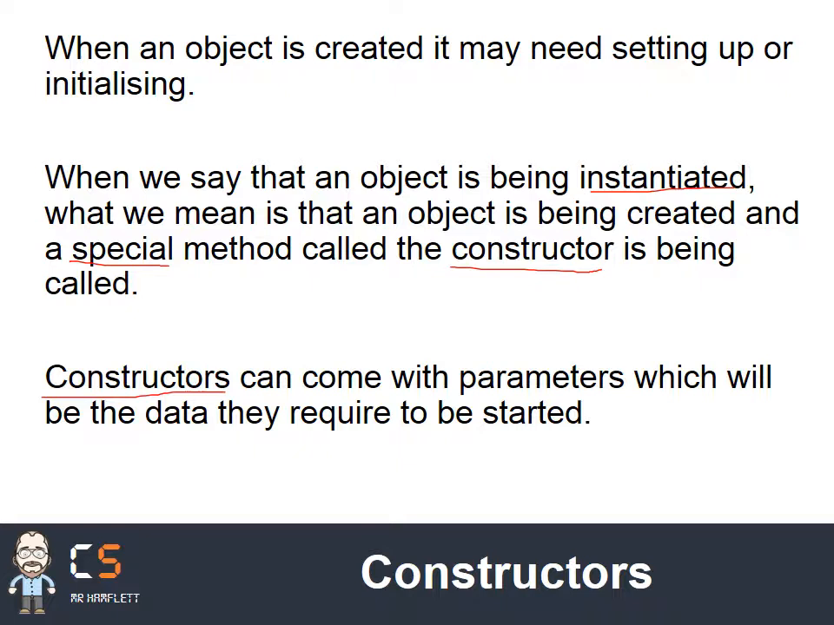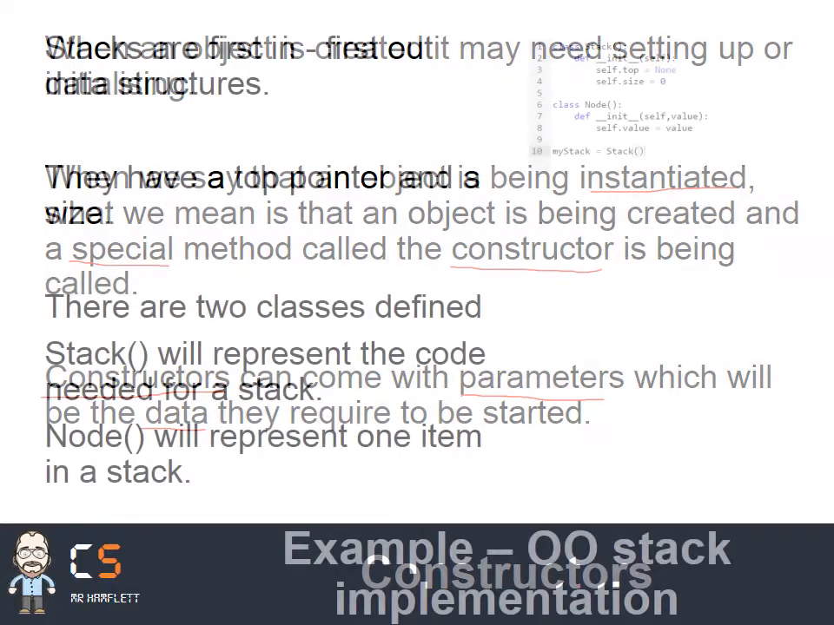Constructors are defined by ourselves and can come with parameters, or they can be parameterless. If we do supply parameters, then we're going to give data to the object when we instantiate it.